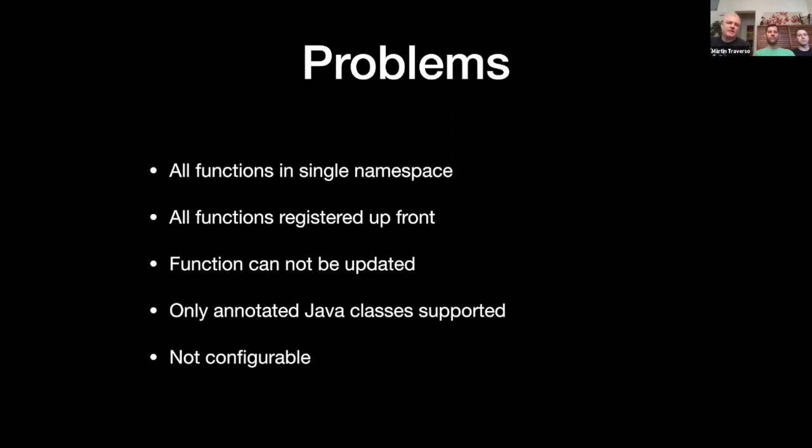And you can't update them, clearly. This may not seem obvious, but one of the big drawbacks is that you can only use annotated classes, which means if you have an existing library of functions, you basically have to go through and create all these boilerplate classes for it. There's no programmatic interface to present functions to the system.